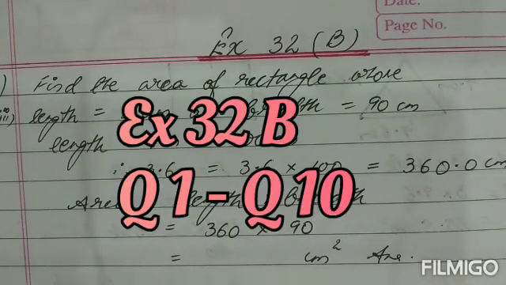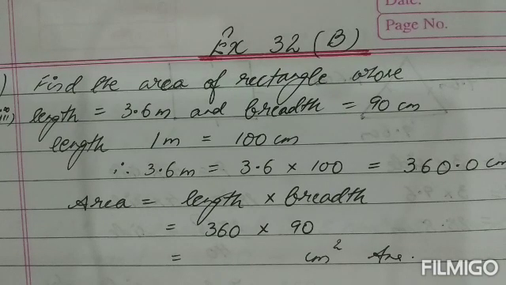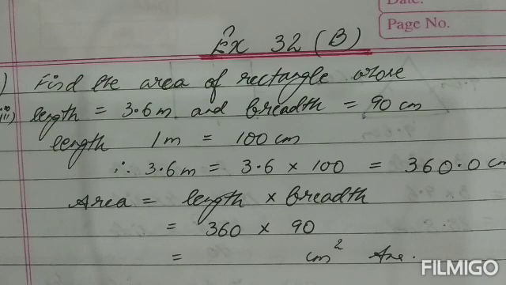Let's begin with the first question, children. 32B, the first question. Find the area of the rectangle where the length and the breadth have been given. Now the first and the second part I am not showing you, children, because it is too simple. You just have to put the formula area is equal to length into breadth. Put the value of length and breadth and just multiply them.